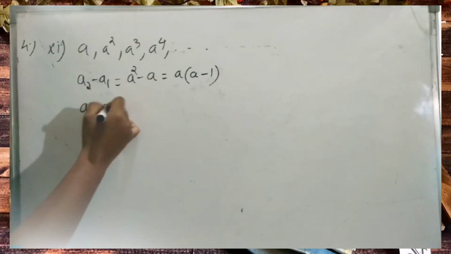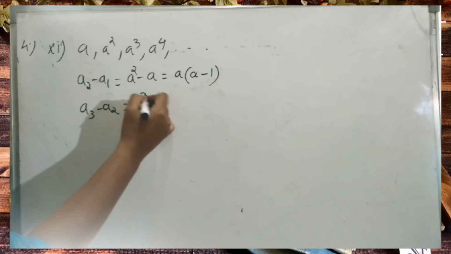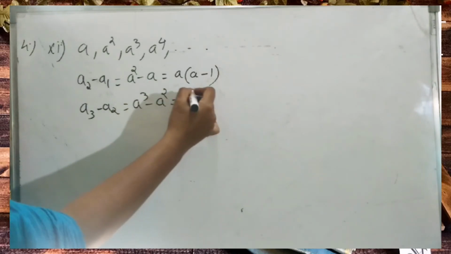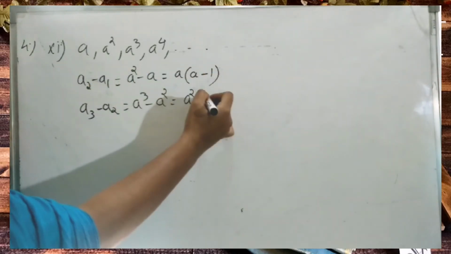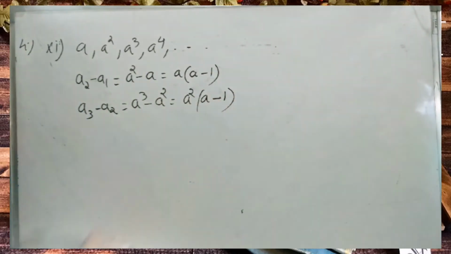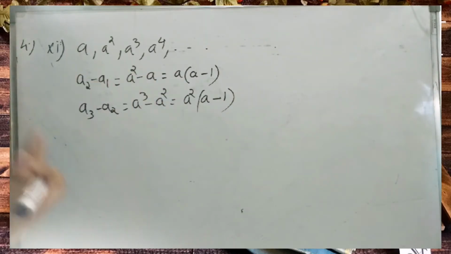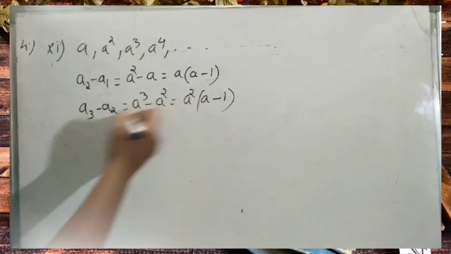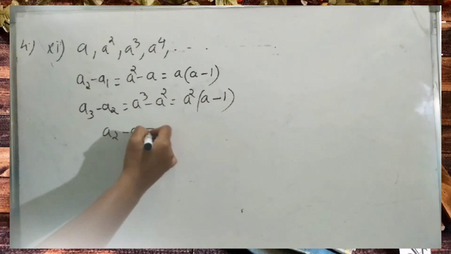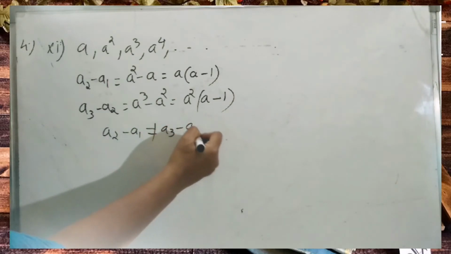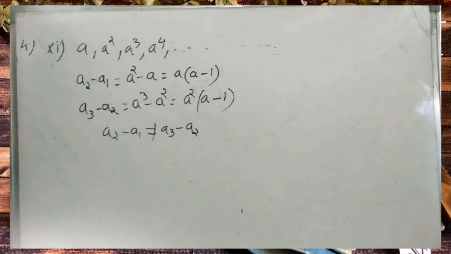Now a3 minus a2, that is a cube minus a square. a square is common, take it outside. Then the first term a and the second term 1 will remain. Now just look at these two differences. In the first one we have a, and in the second one we have a square. So we can conclude that a2 minus a1 is not equal to a3 minus a2. Therefore this does not form an AP.